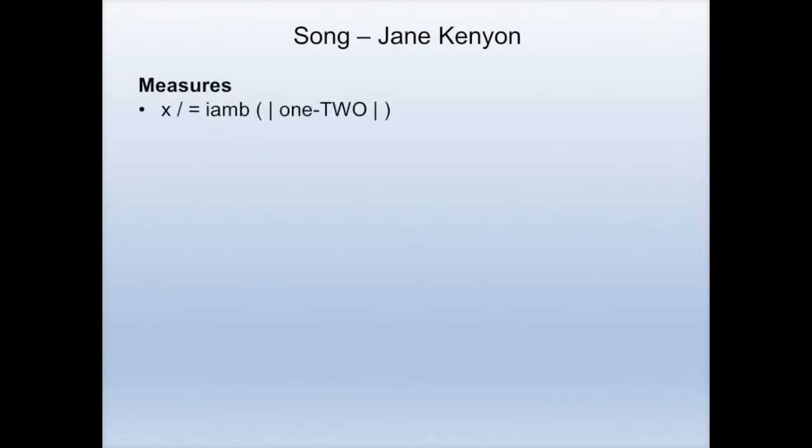Okay, so there's some names for these things, and they're good for you to know. The 3 that we're going to be talking about today have 3 different patterns. An unstressed followed by a stressed syllable is called an iamb, and it has the rhythm 1-2, 1-2. A stressed syllable followed by an unstressed syllable is called a trochee, and it has the rhythm 1-2, 1-2.